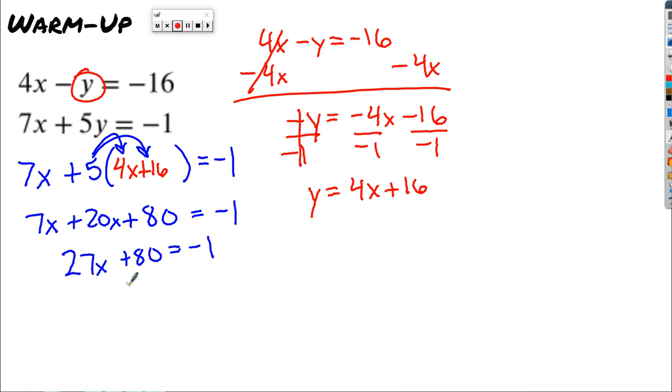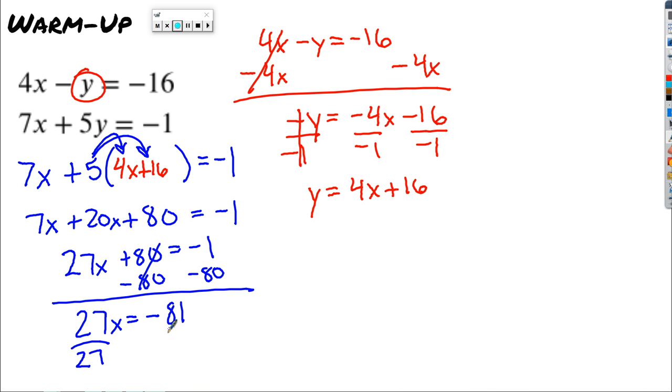My next step, I'm going to subtract 80 from both sides, and then after that I'm going to have 27x equals -81. I'm going to divide by 27 on both sides. How many times can 27 go into this -81? The answer is negative, so I'll have -3. Okay, so that's our x value.